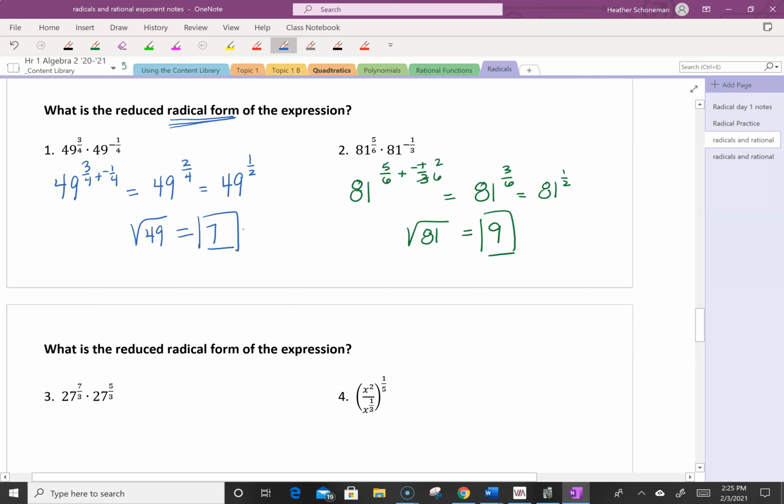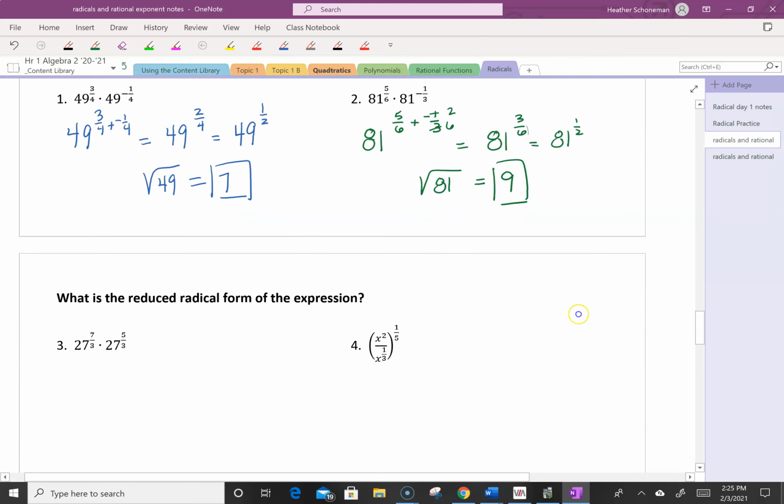Now let's see what happens on number 2. Here, I've got the same base. They're both 81. And so we're going to add the exponents. So I had 5/6 plus 1/3. But I can't add fractions unless they have common denominators. So I'm going to change that 1/3 to 2/6. So 5/6 and 2/6 gives me the 3/6 right over here. And 3/6 reduces to 1/2. So this is 81 to the 1/2. And if there's anything you take away from this lesson, anything to the 1/2 is the square root. So square root of 81 is just 9.